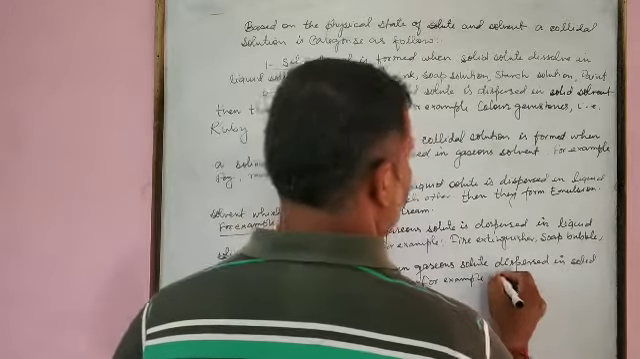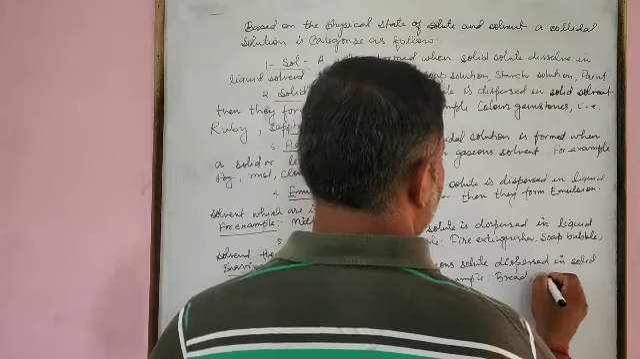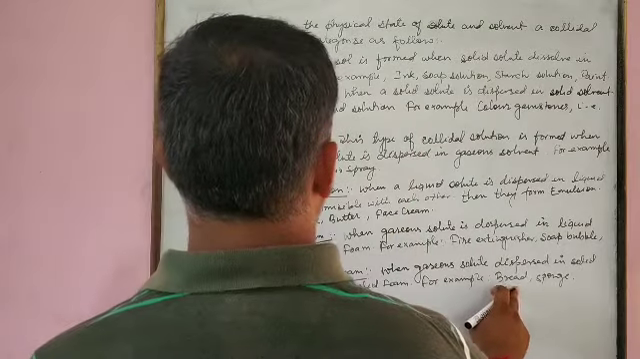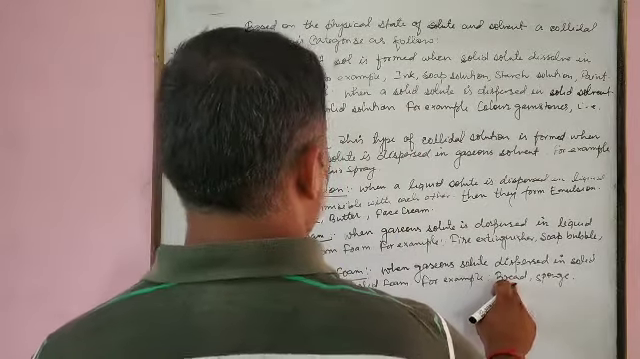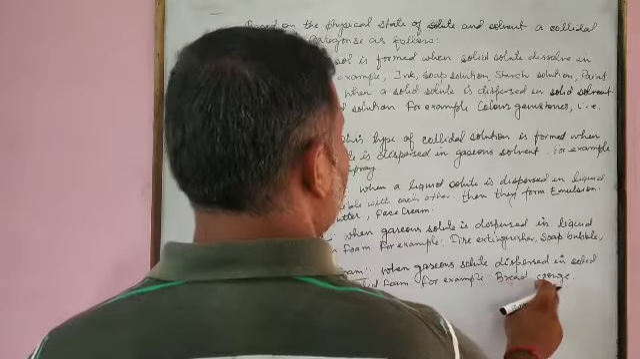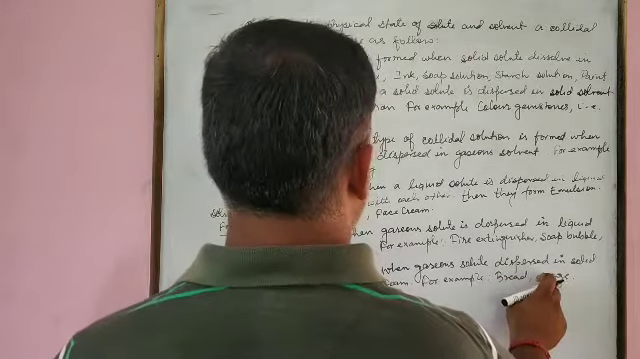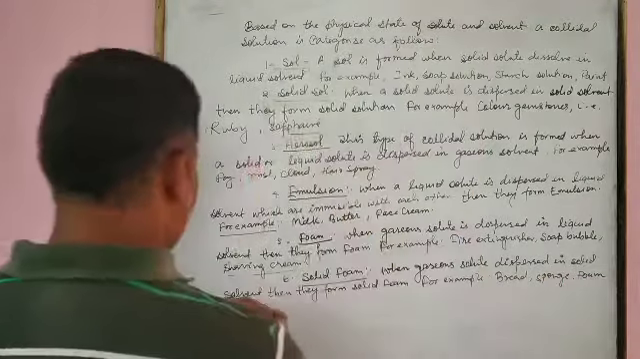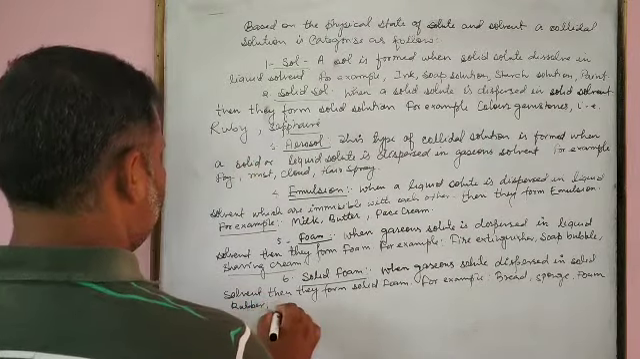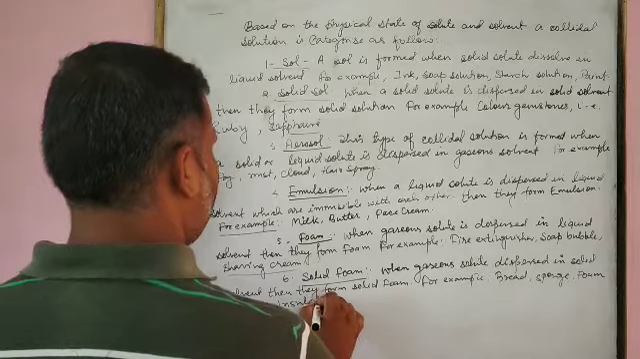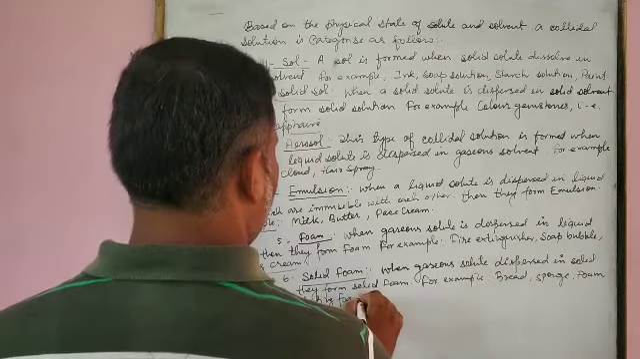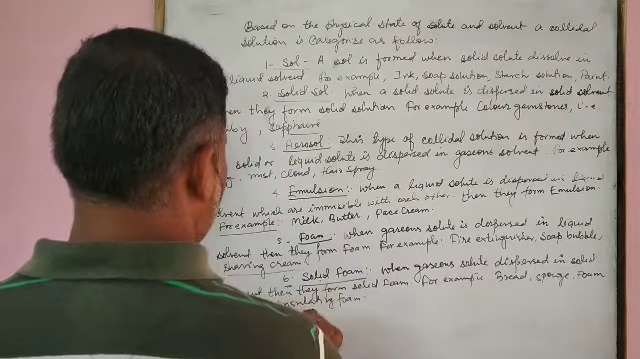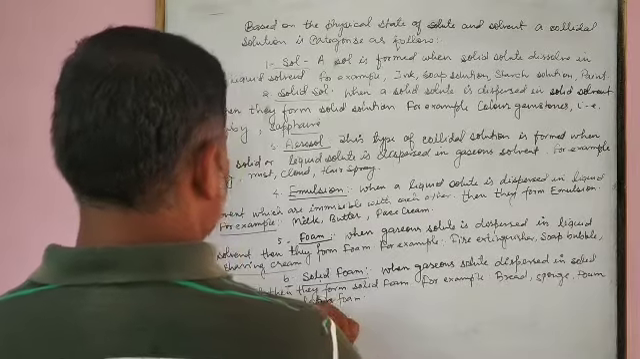For example, we have bread, sponge. You know, when a gas is dispersed in solid, they form bread. Sponge is also formed when a gas is dispersed in solid. The next one is foam rubber. The next one, insulating foam. These are the example of solid foam. The next one, we will be discussing the gel.